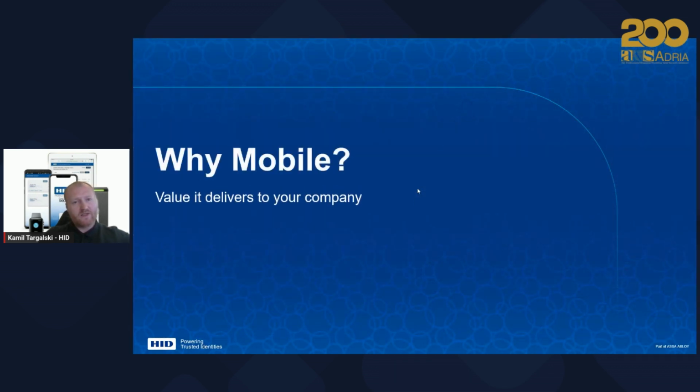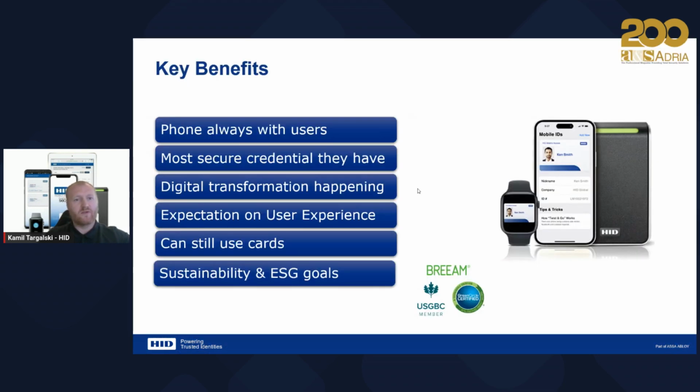Let's move to mobile access. So why mobile? What's the value it delivers to your company? The key benefits are that phones are always with users. That's an obvious fact. We can also provide the most secure credential they have. I will speak about it in a minute.